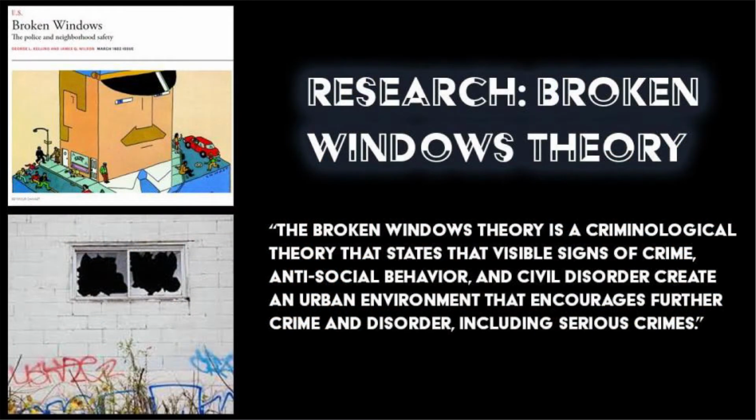Crime prevention through environmental design is a theoretical approach to crime prevention that focuses on the relationship between the built environment and crime. It builds off the ideas of Jane Jacobs, who wrote in the 1960s about the importance of eyes on the street as a means of deterring crime.